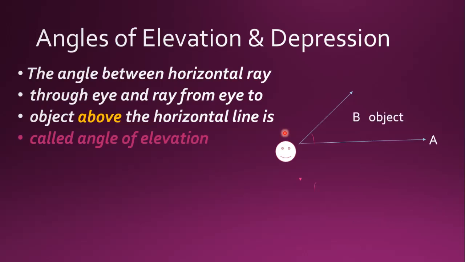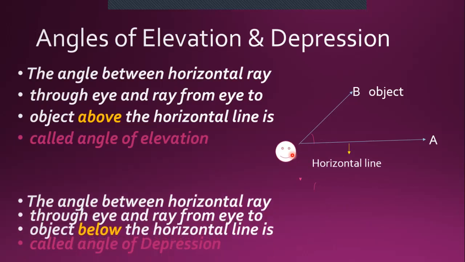By writing the names, so here look at this. B is representing the object, means object is at this place, at point B, and this point B is above this horizontal line, means at a height from the horizontal line. This is horizontal line.